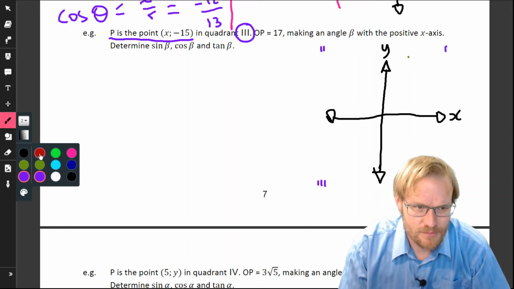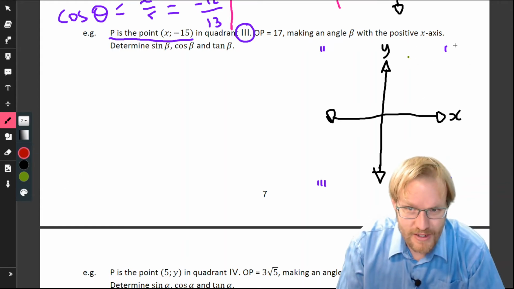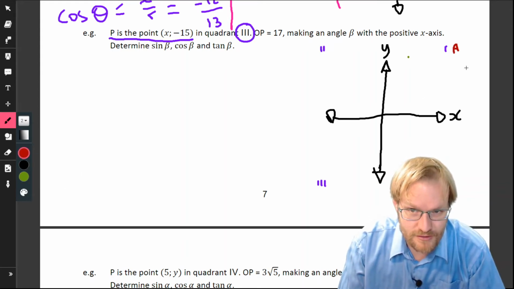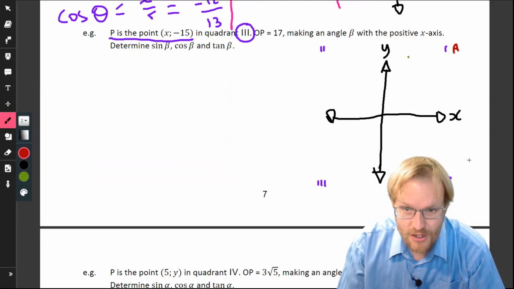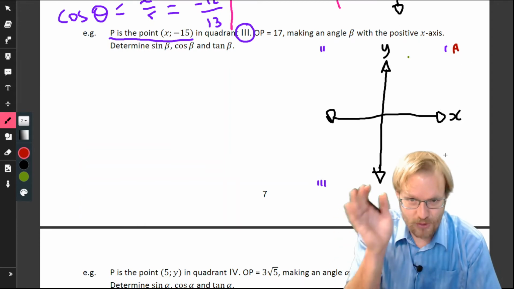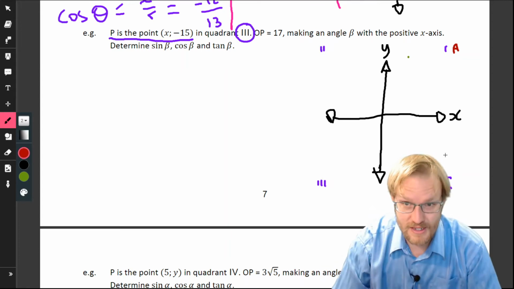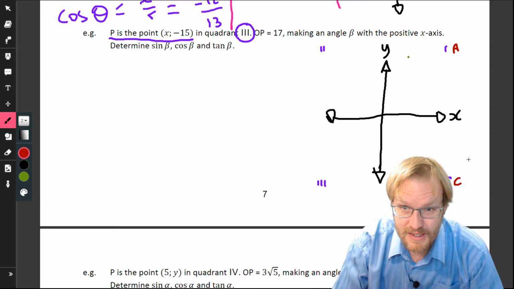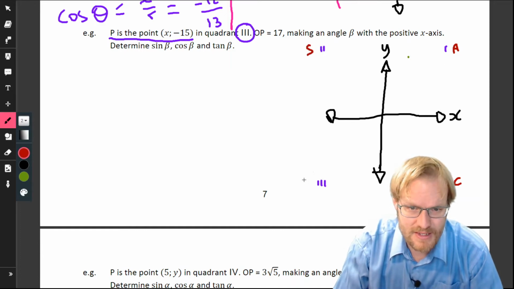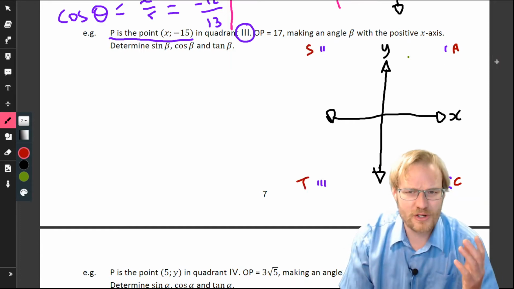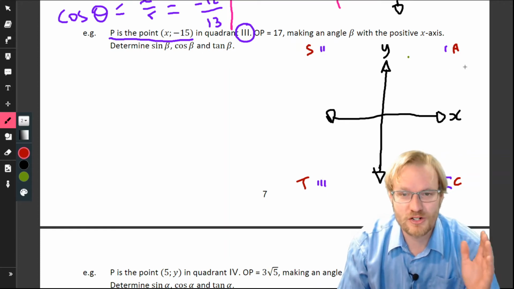CAST diagram, just in case we need it. All functions are positive here. So we go anti-clockwise with CAST, because the quadrants go anti-clockwise. So it makes sense that CAST also goes anti-clockwise. So we're going C-A-S-T. What does this CAST thing do again? It tells us where a function is positive.